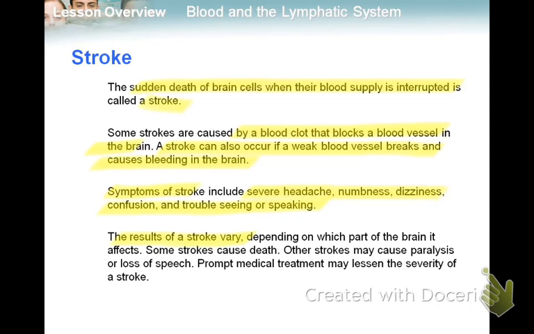Results of a stroke vary depending on which part of the brain it affects, which makes sense if you recall what we learned about the nervous system last chapter. Some strokes are fatal. Some can cause paralysis or speech issues. Prompt medical treatment can lessen the severity of a stroke.